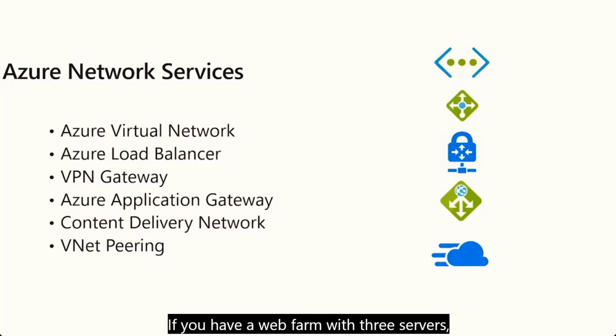If you have a web farm with 3 servers, when somebody comes to your website, how do you determine which server they go to? Well, what if they all flood number one? Number one's going to get overutilized and the other 2 are not going to have any work. A load balancer balances the load of that workload coming in from the internet to those different VMs.